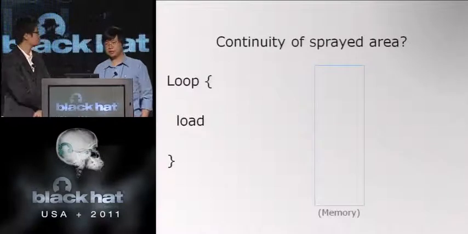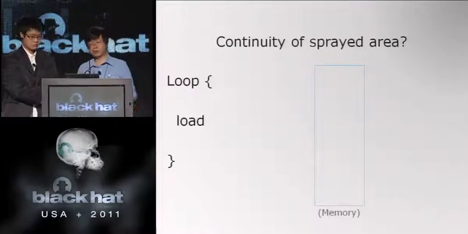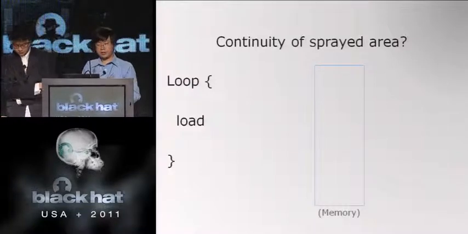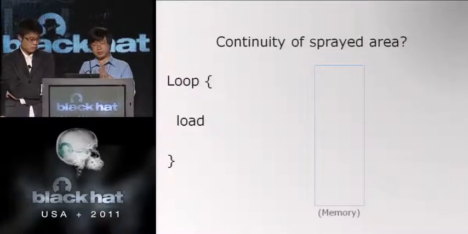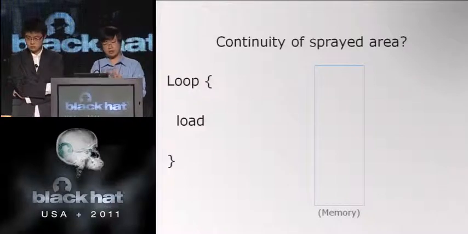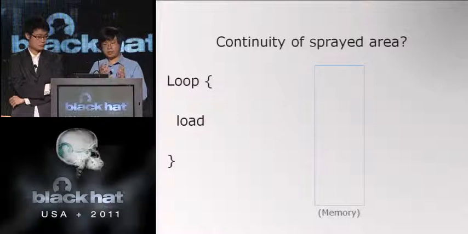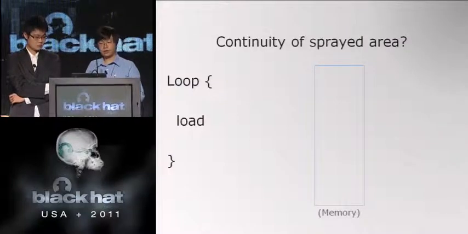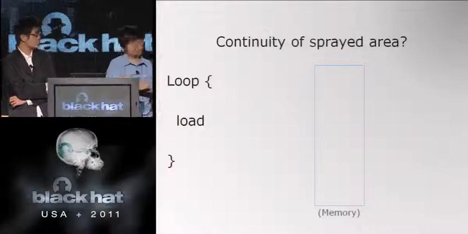Okay, so you can see the B4 trick can really bring Flash JIT spraying back. However, there are still some problems, not only the encryption. After recovering the AVM code in memory, we encounter a continuity problem.